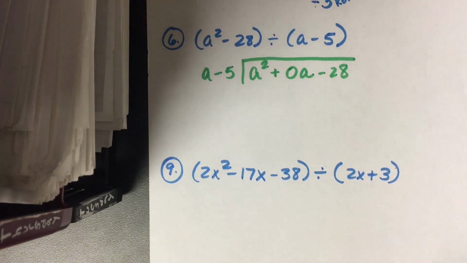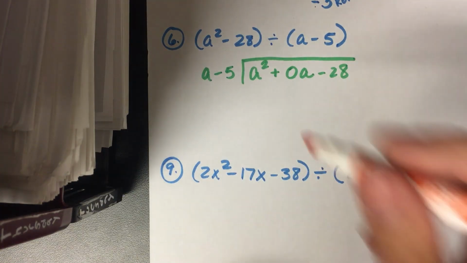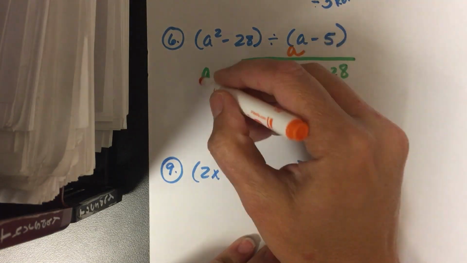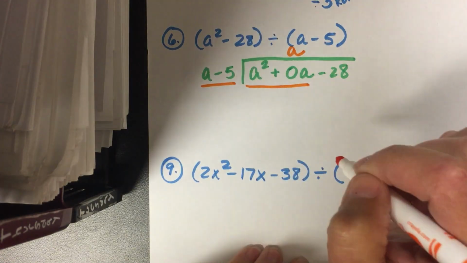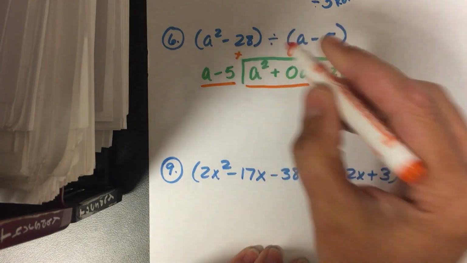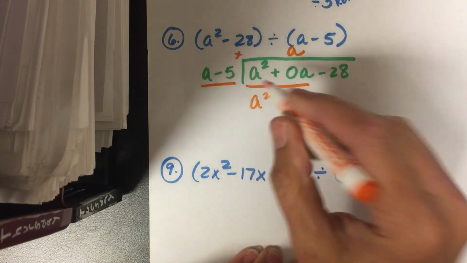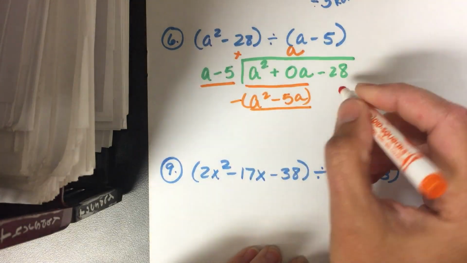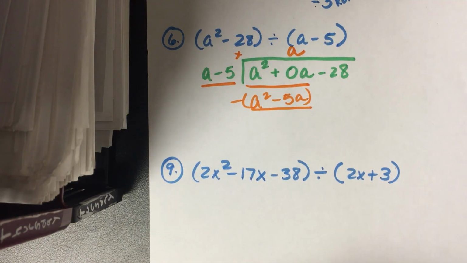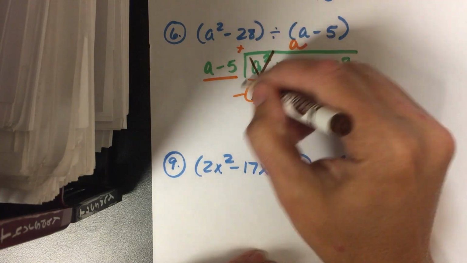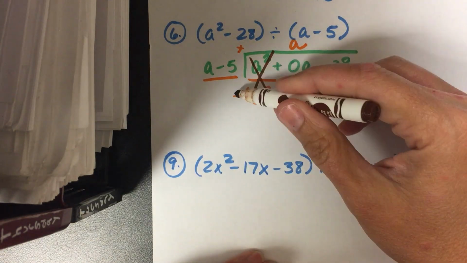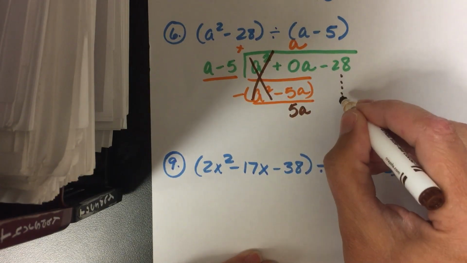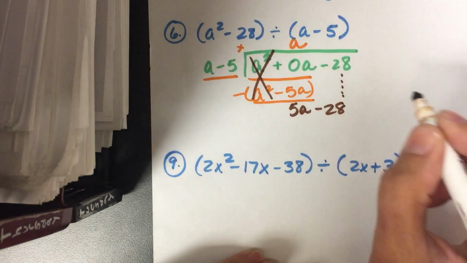Let's follow the same process. How do I get from a to a squared? Well, I multiply by a. I'm trying to get this and this to match up. So a times a is a squared. a times negative 5 is negative 5a. And again, I'm subtracting these. The a squareds will cancel, a squared minus a squared. Then I've got 0a minus negative 5a. That becomes positive, so the 5a is still there. And I'm going to bring the minus 28 down.